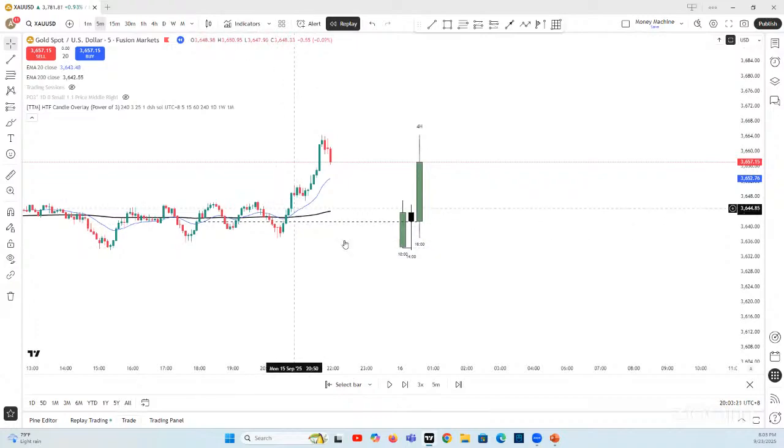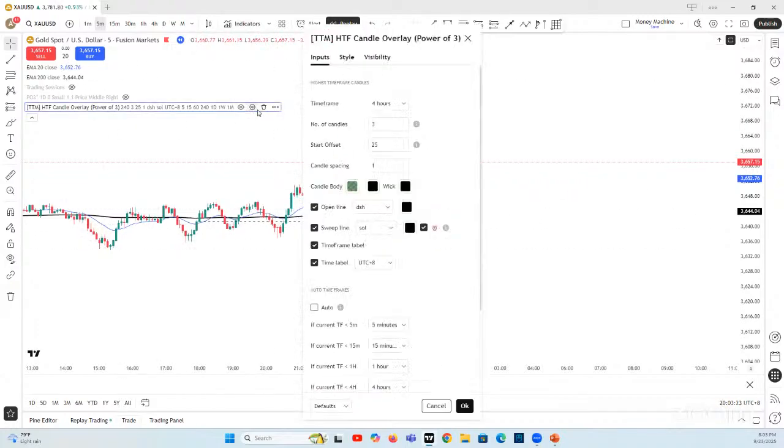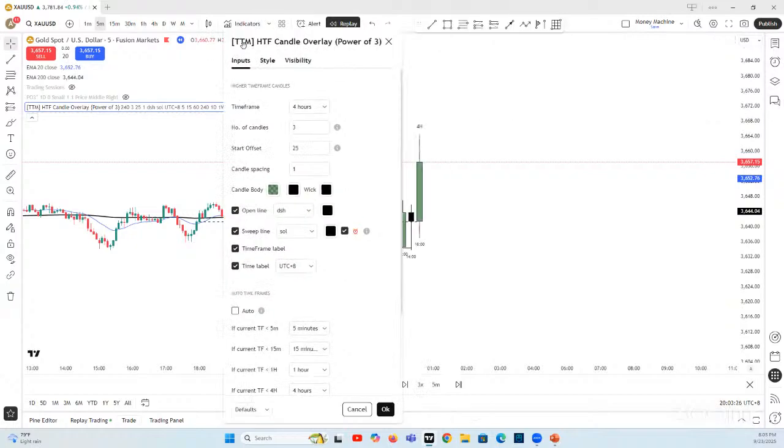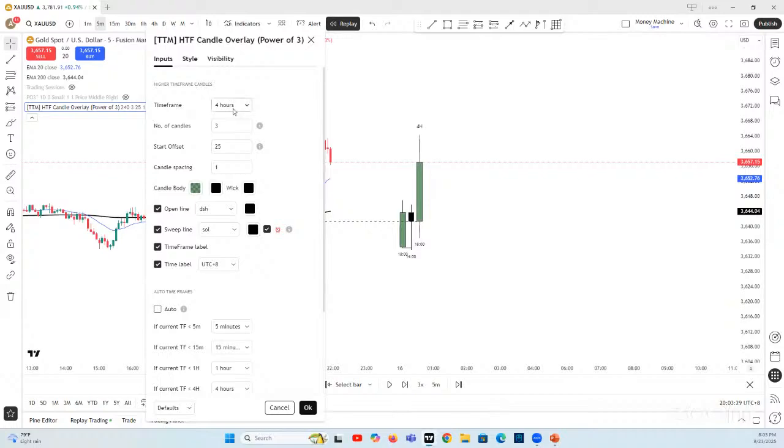Now, once you have that, of course, you can always adjust this. Number of candles, 3. That's why I have 3 candles here. Time frame, 4 hours. This is the 4 hour candle, so you can always see the 4 hour candle in your chart, regardless of the time frame you are in. Just leave this as it is, but this 3 is very important, the number of 4 hour candles. Time label, UTC plus 8. Just change it to UTC plus 8, like in the Philippines.